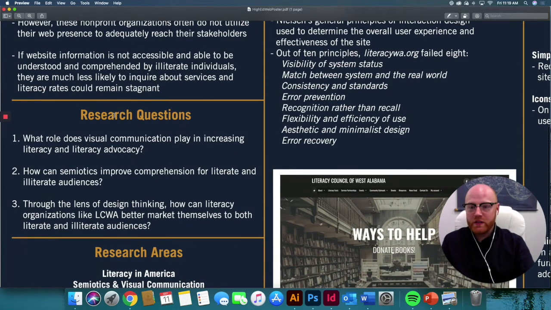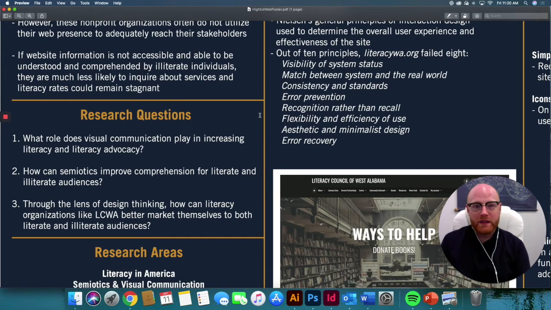So the research questions that we presented are: what role can visual communication play in increasing literacy and even literacy advocacy? We'll talk a lot about visual communication and semiotics. Semiotics is essentially the study of signs and symbols and the meaning behind those signs and symbols, the ascribed meaning within a culture. When we think of illiteracy, they can understand signs and symbols and images in a way that written copy is not comprehended. So visuals can play an important role here.